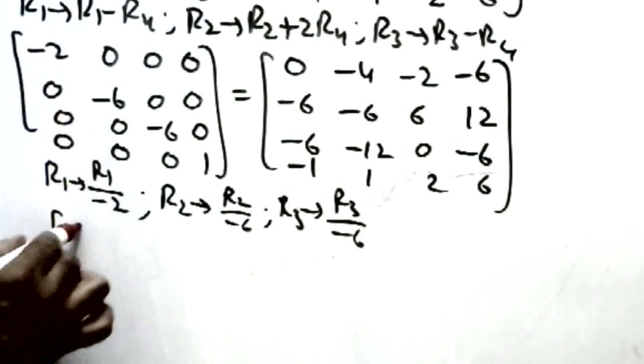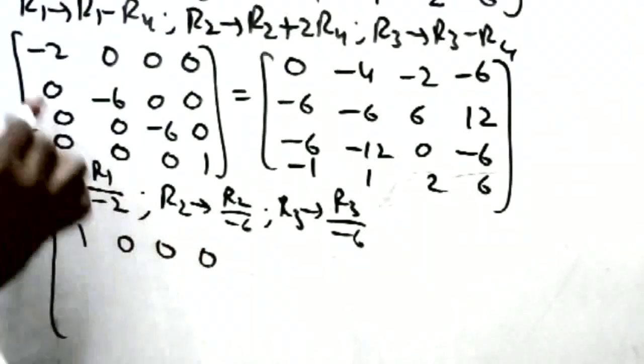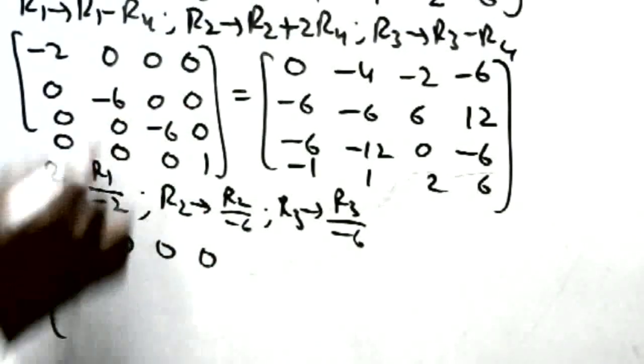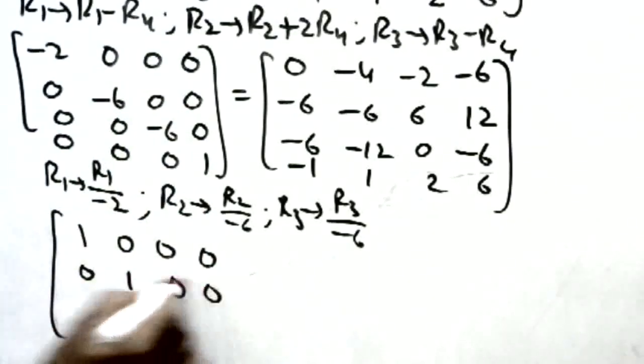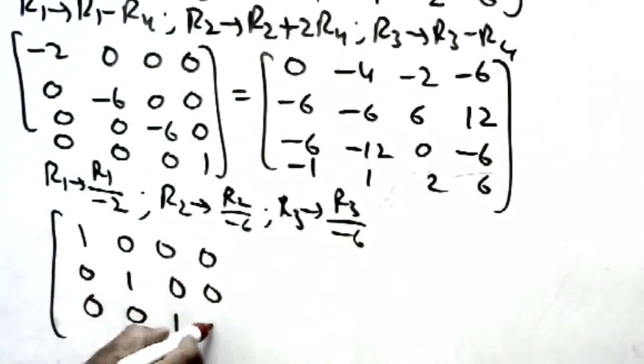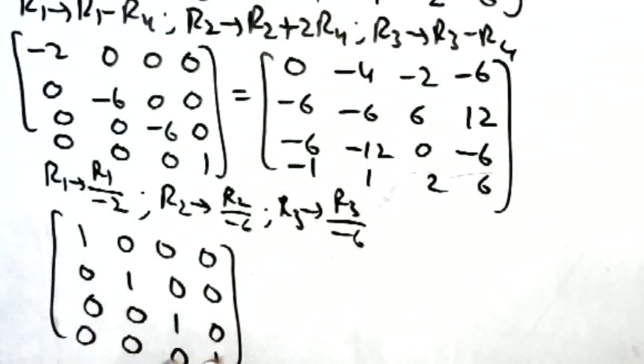So this will change into, if we divide by minus 2, minus 2 by minus 2 is 1, 0, 0, 0. If we divide by minus 6, 0, minus 6 by minus 6 is 1, 0, 0. 0 0 1 6 0 0 0 0 1. So we got it like this.